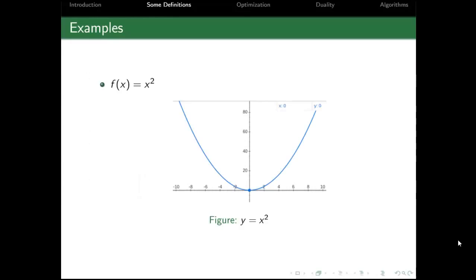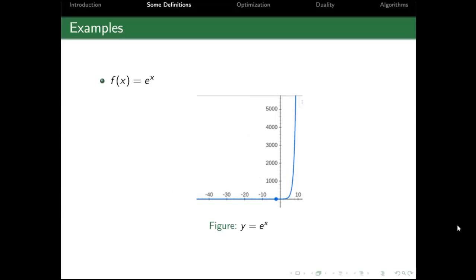Now let us look at some examples. First, f of x equal to x square. This is a convex function. From the graph, it is clearly evident that any line joining 2 points will lie above the curve between these 2 points. This claim can also be verified using the definition.